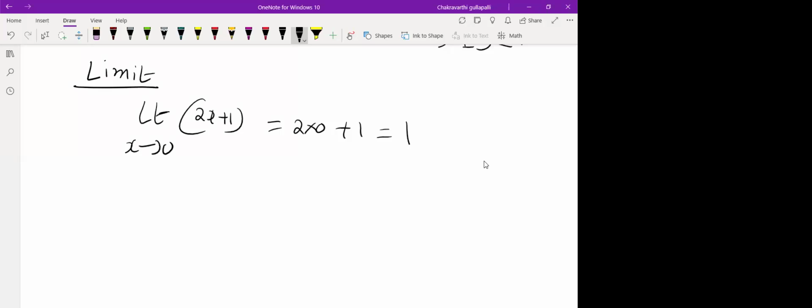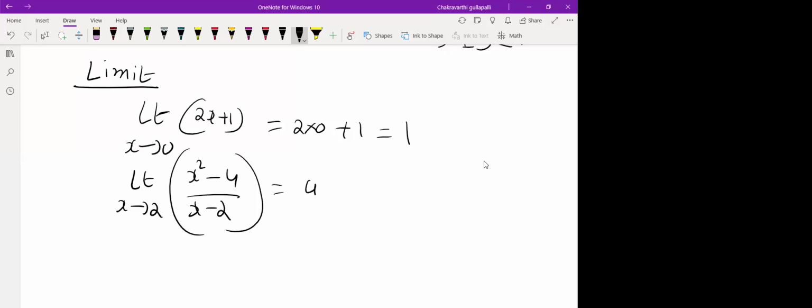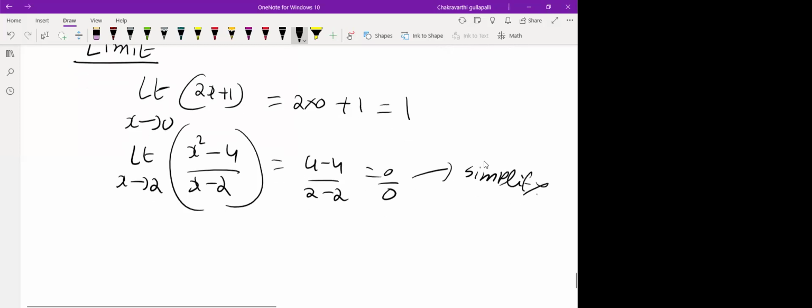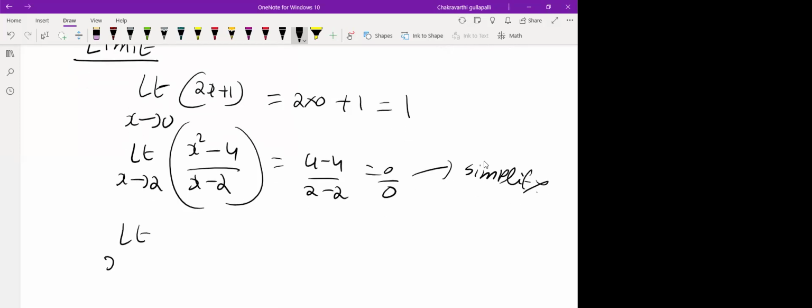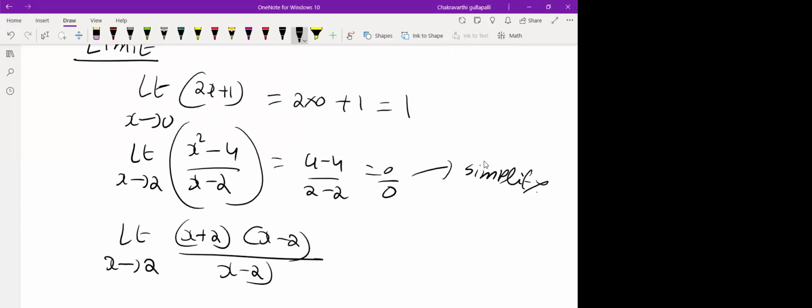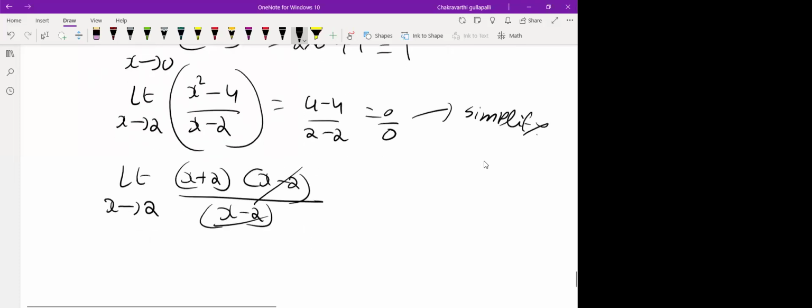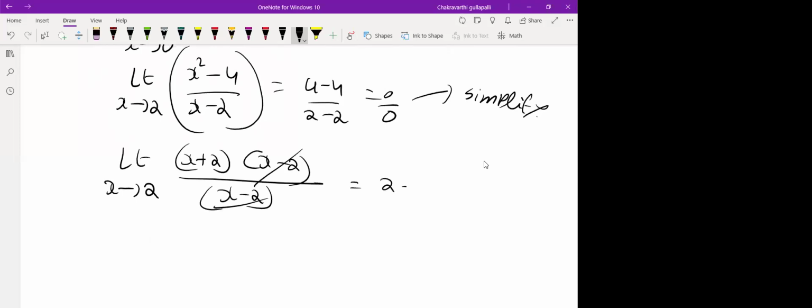So very happy. Then the second model you did was like this: x square minus 4 by x minus 2. Replace x by 2. Your teacher asked you to replace. You replaced: 4 minus 4 by 2 minus 2. You got 0 by 0. Therefore, your teacher told you to simplify and then apply. Simplify and apply is the technique your teacher told. Then you went for that method. What is the simplification? Write x plus 2 into x minus 2. Why is simplification required? Because it is becoming 0 by 0. 0 by 0 is what is called indeterminate. So this is 2 plus 2, which is 4.